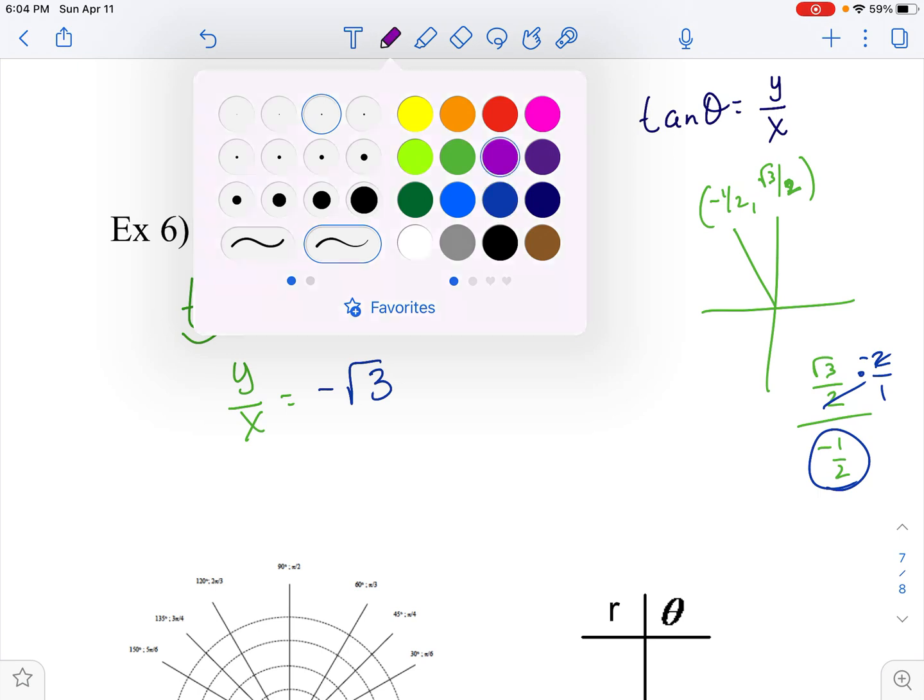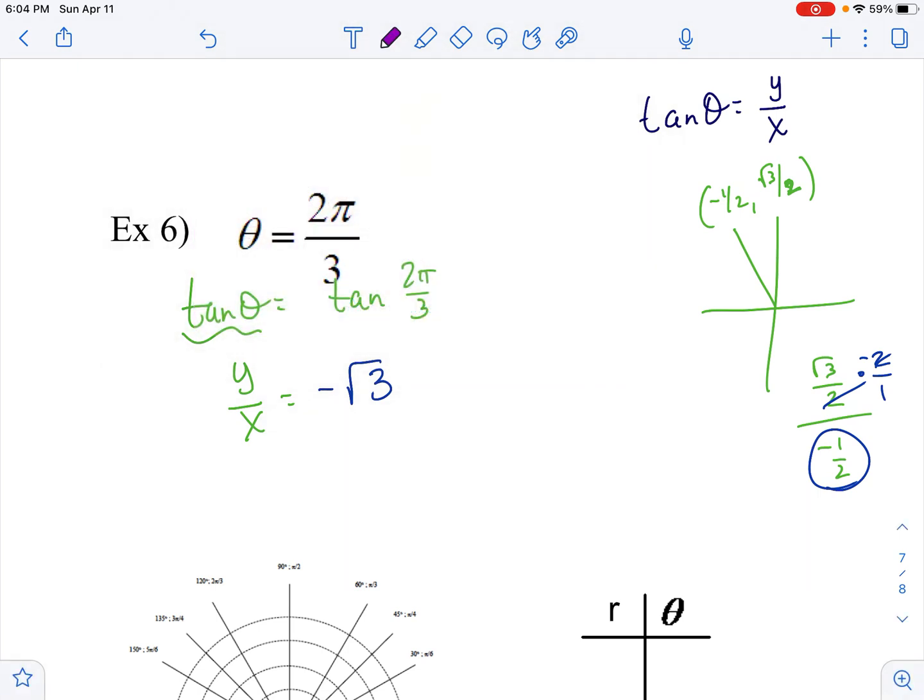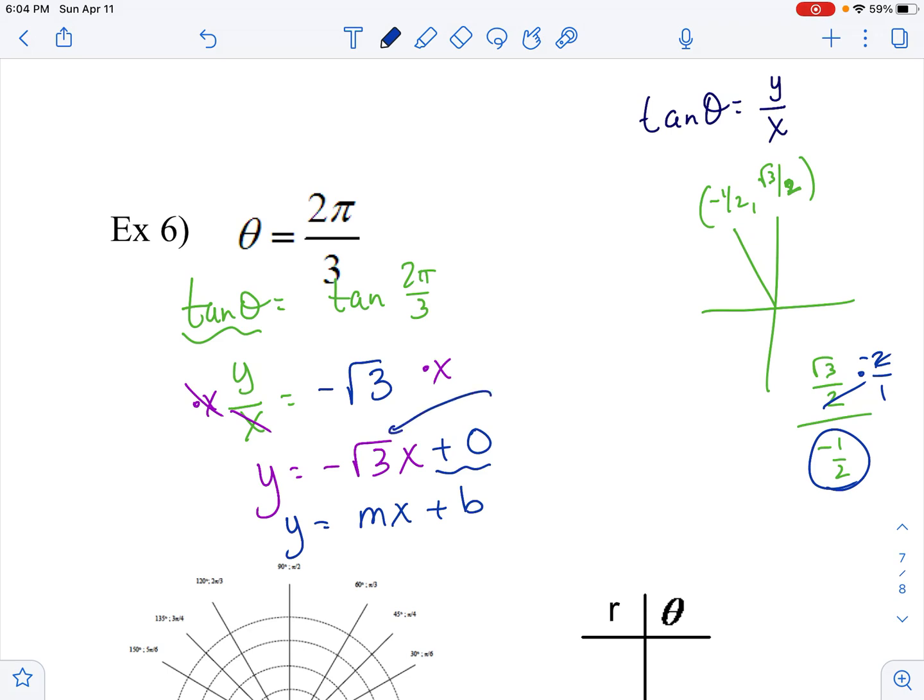If I want to solve this for y and put it into rectangular form, I'm just going to multiply both sides by x, so those x's go away. So I get y equals negative root 3 times x. This looks a little bit strange, but hopefully you realize that that's actually the equation of a line. y equals mx plus b. Technically, our y-intercept is 0. It has a slope of negative root 3.